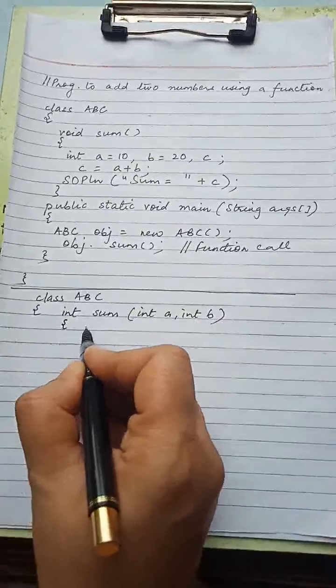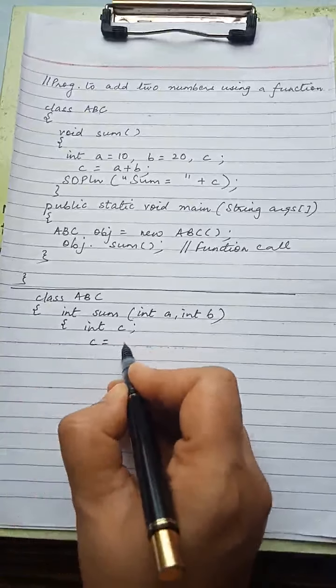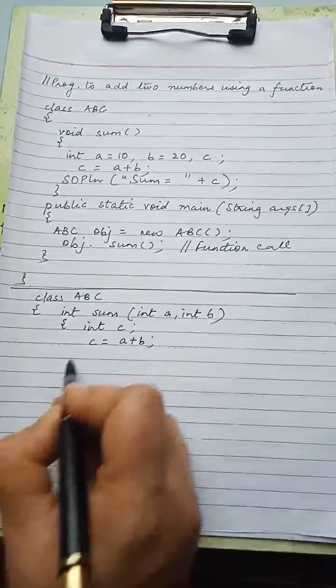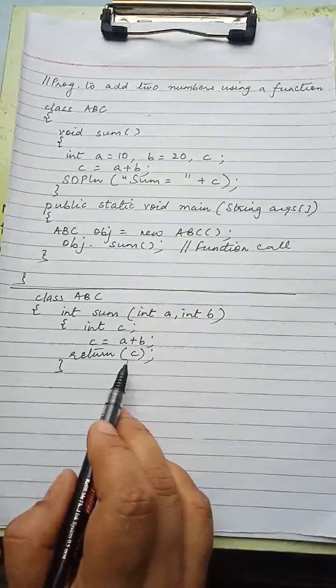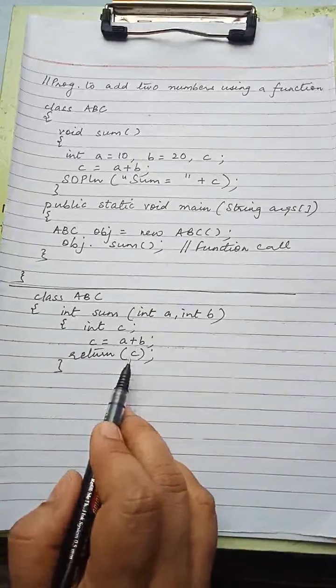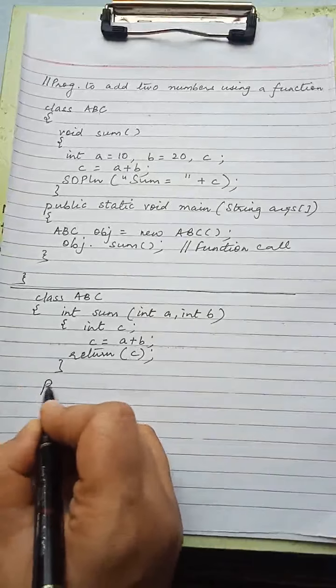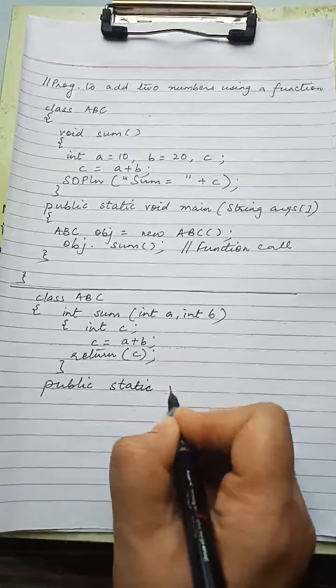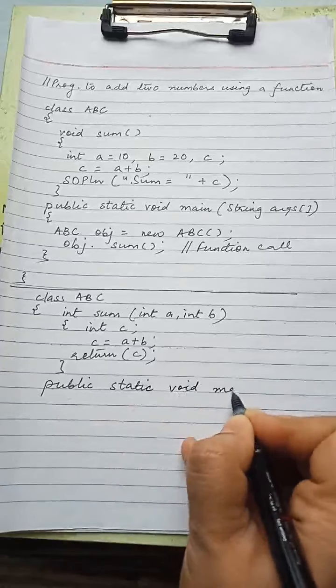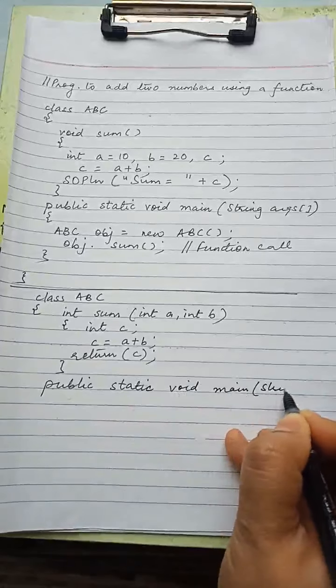I am writing here int c. This is declared inside the function, so this variable will be local to this function. c equals a plus b, and I am writing here return c. The return statement is used to return a value from a function. Where will this value be returned? It will be returned to the calling function. In this case, the calling function is main. public static void main, String args.